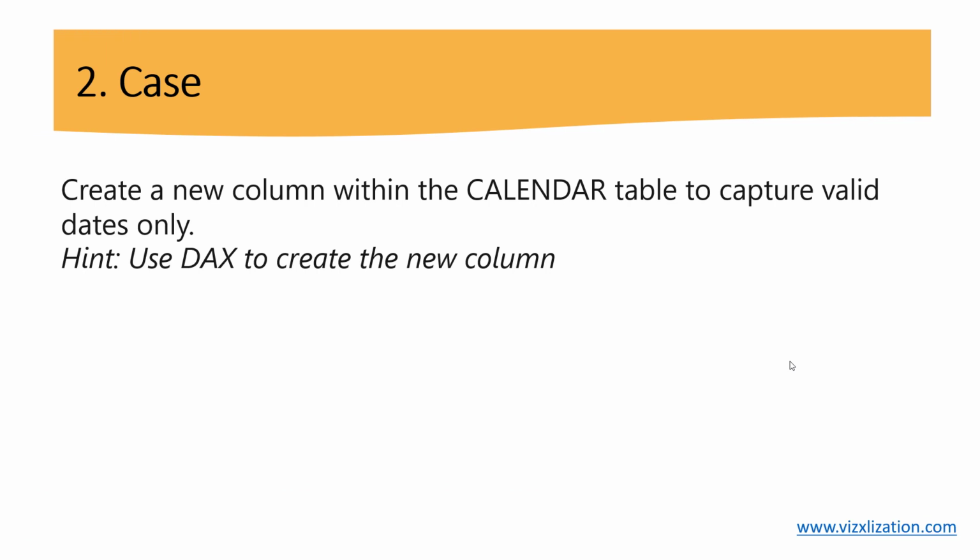Okay, the case. I know you guys are ready for the case. Like I said, this is going to be a quick tutorial and let's get started with the case. The question that we have here is create a new column within the calendar table to capture valid dates only. Hint, use DAX to create a new column. Let's do that. Let's go to Power BI Desktop.